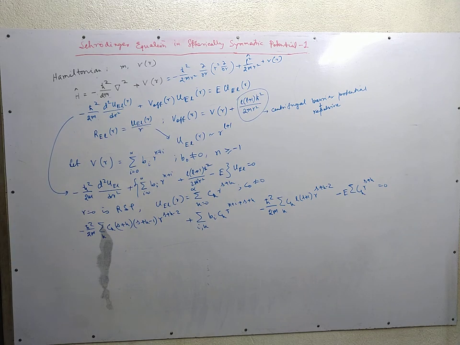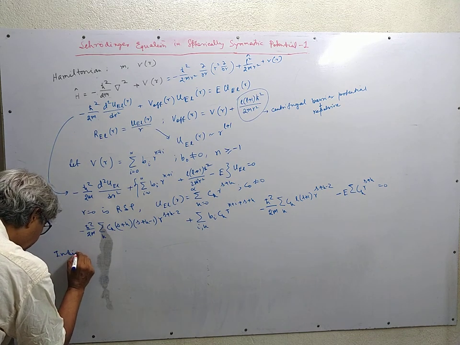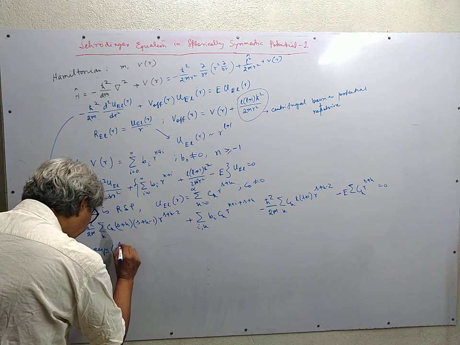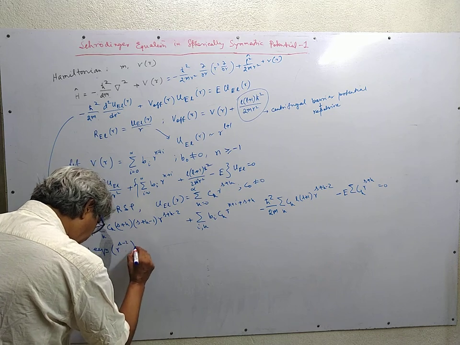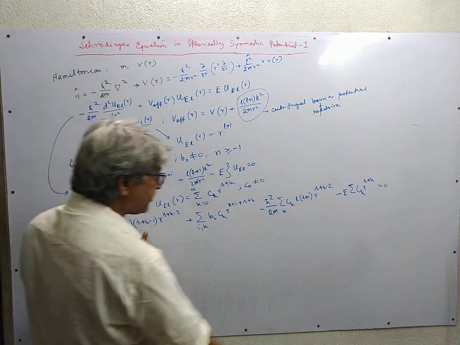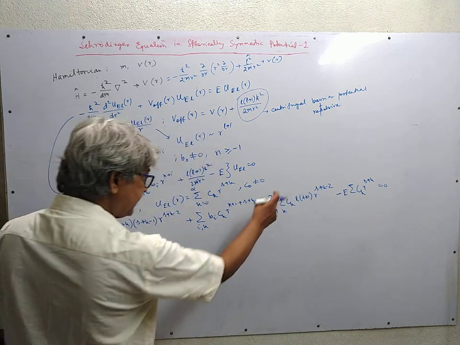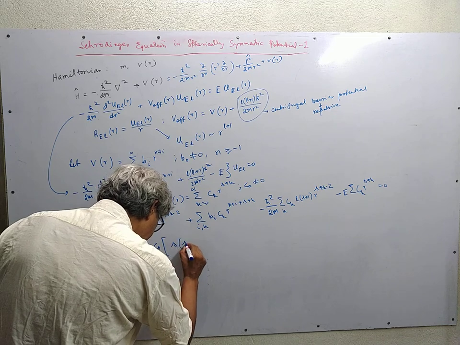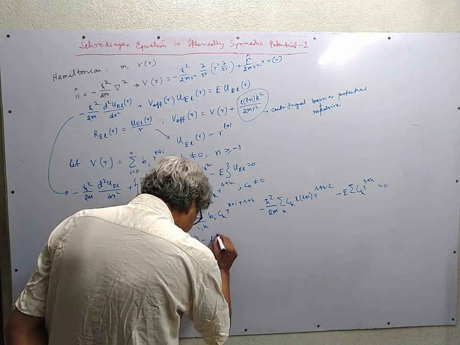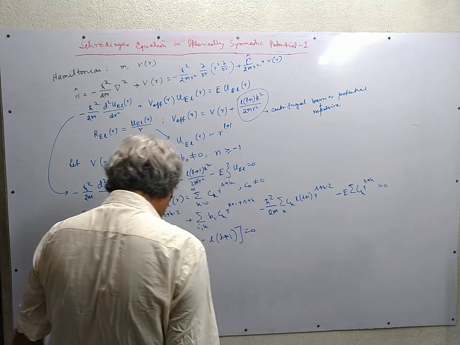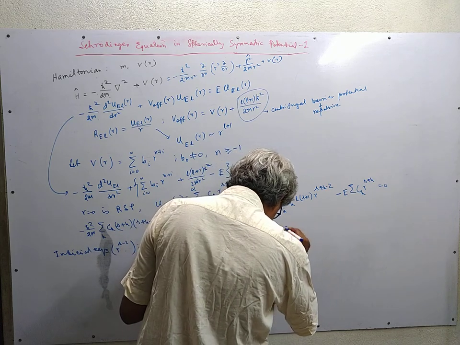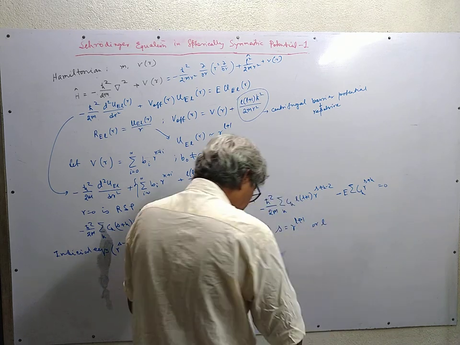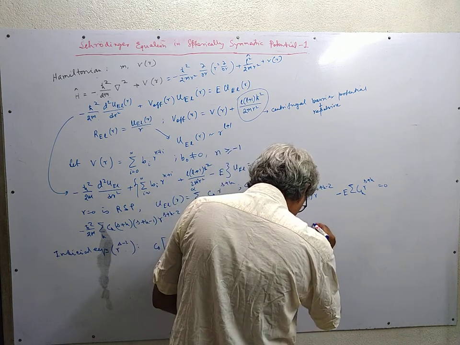This being an identity, we go for the indicial equation which is obtained from the lowest power of r in this expansion, that is r to the power s minus 2. Then this term contributes and this term contributes, and both terms have h bar square by 2 m, so we are not considering this C0. From this term it is s into s minus 1, and from this term it is minus l into l plus 1 is equal to 0. Since C0 is not 0, the roots are s is equal to l plus 1 or s is equal to minus l.